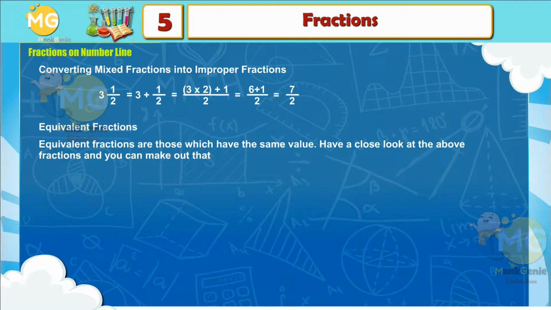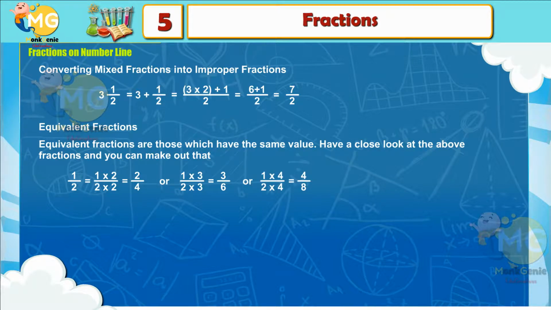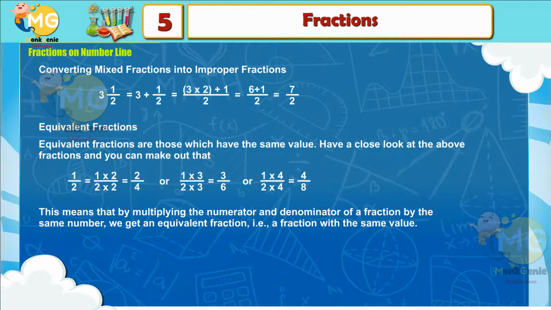Equivalent fractions. Equivalent fractions are those which have the same value. Have a close look at the above fractions and you can make out that 1 upon 2 equal to 1 multiplied by 2 upon 2 multiplied by 2 equal to 2 upon 4, or 1 multiplied by 3 upon 2 multiplied by 3 equal to 3 upon 6, or 1 multiplied by 4 upon 2 multiplied by 4 equal to 4 upon 8. This means that by multiplying the numerator and denominator of a fraction by the same number, we get an equivalent fraction, that is, a fraction with the same value.